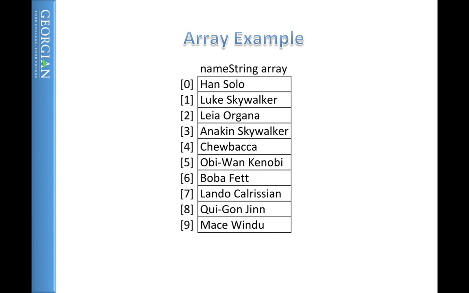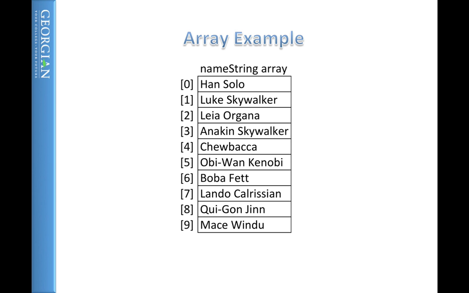Some terms. Here's an interesting array, right? We've got Han Solo, Luke Skywalker, Leia Organa, Anakin Skywalker, Chewbacca. These are all elements of the array that are containers for some of these names, these strings. That's all they are, right? Personally, I think Qui-Gon Jinn had an untimely death, but that's just me, right? But the rest of these, if you notice, it's a name string array.